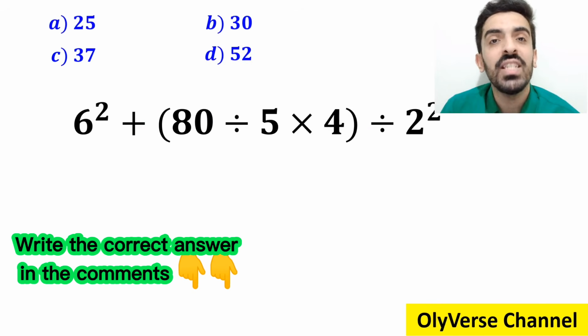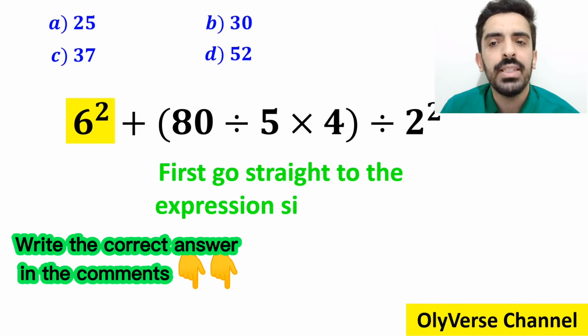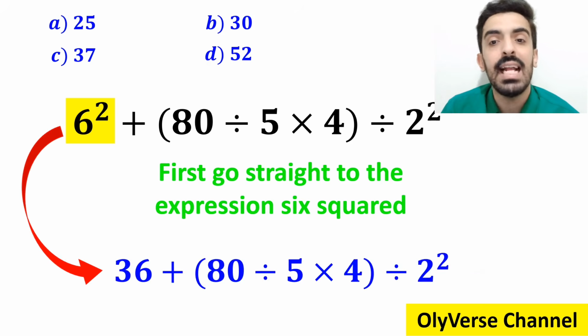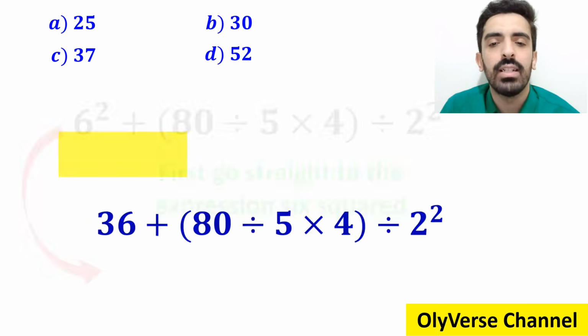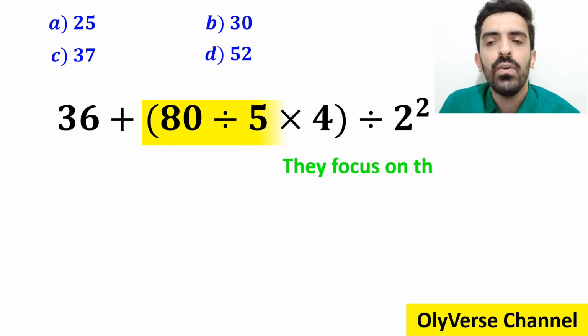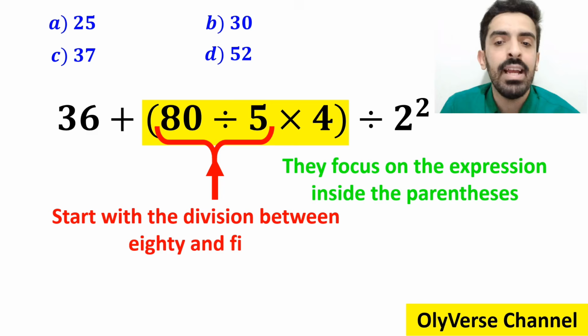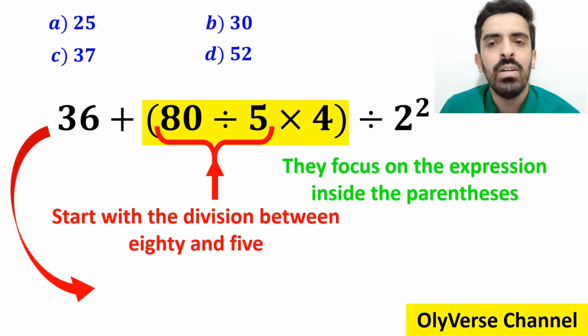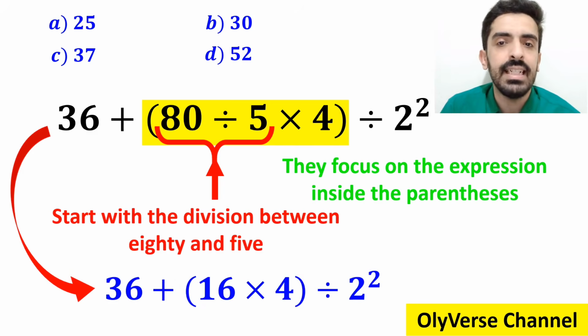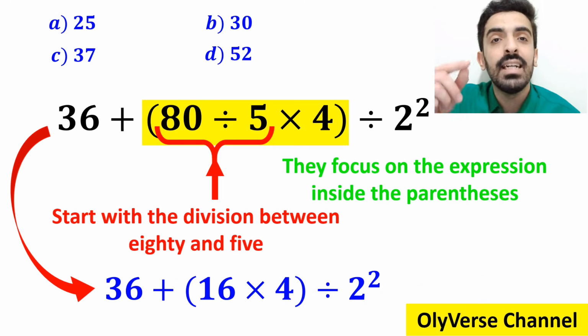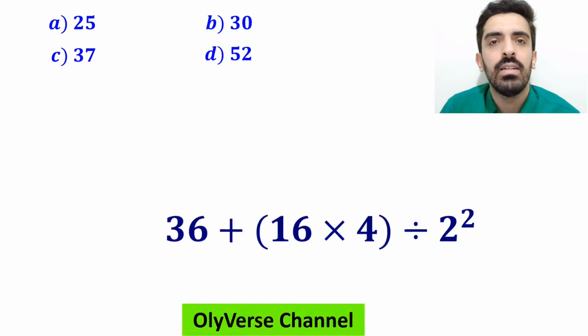Also, some other people when solving this question first go straight to the expression 6 squared and simplify to 36 plus 80 divided by 5 times 4 inside the parentheses, then divided by 2 squared. And the next step, they focus on the expression inside the parentheses and solve with the division between 80 and 5. So, they simplify this expression to 36 plus 16 times 4 inside the parentheses, then divided by 2 squared.